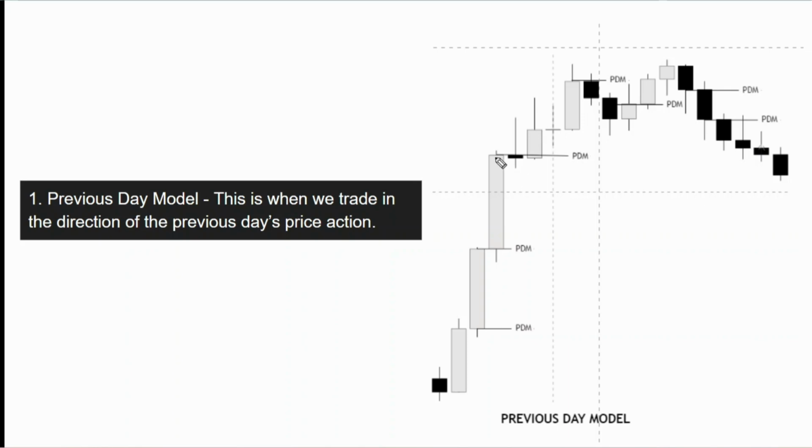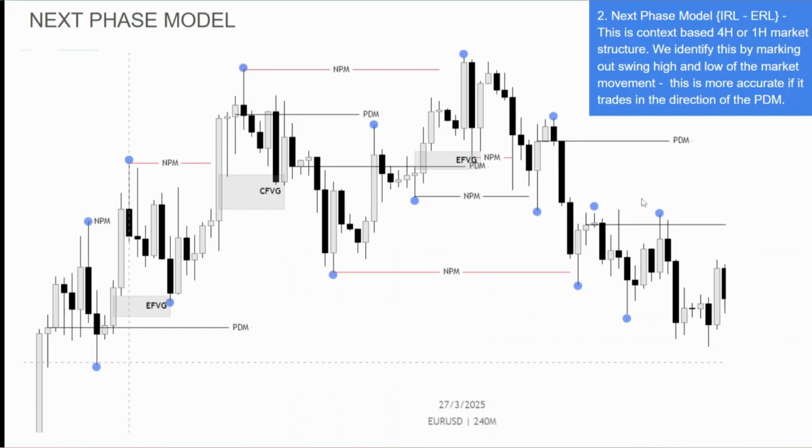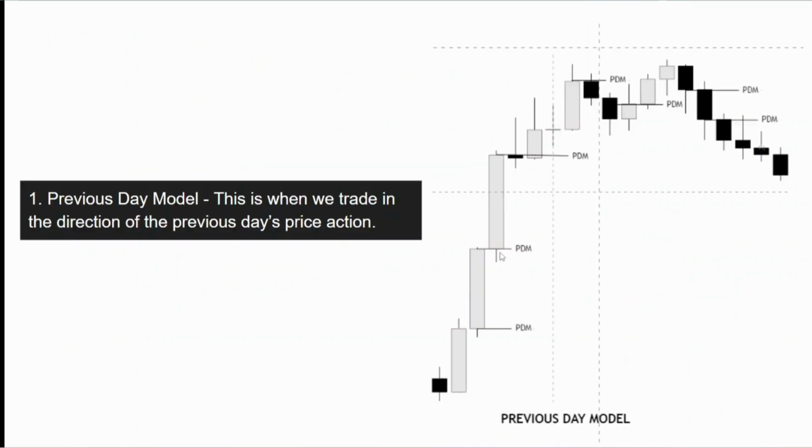The next one is this. We see this day, as you can see, this day bought, but it closed a little bit bearish, and the momentum to the downside was a bit high. However, this is very important for you to pay attention to. When we get to the second model, the next phase model, this is where we are going to understand when not to trade alongside the previous day model. Okay, so this is the idea of the previous day model.